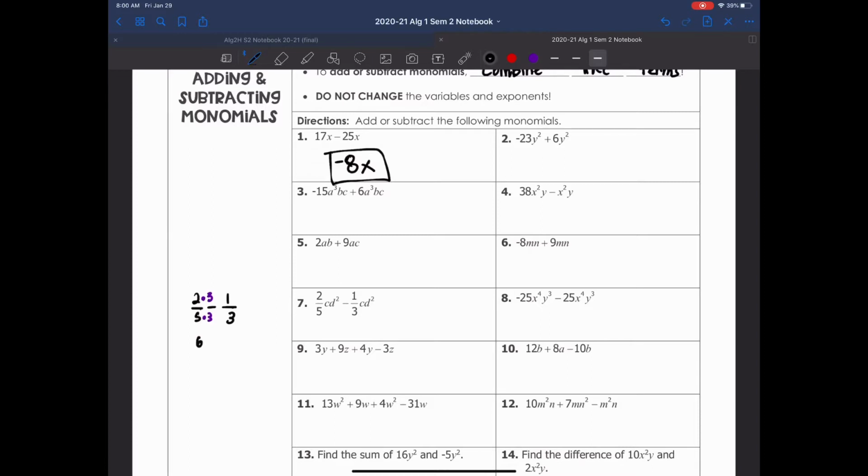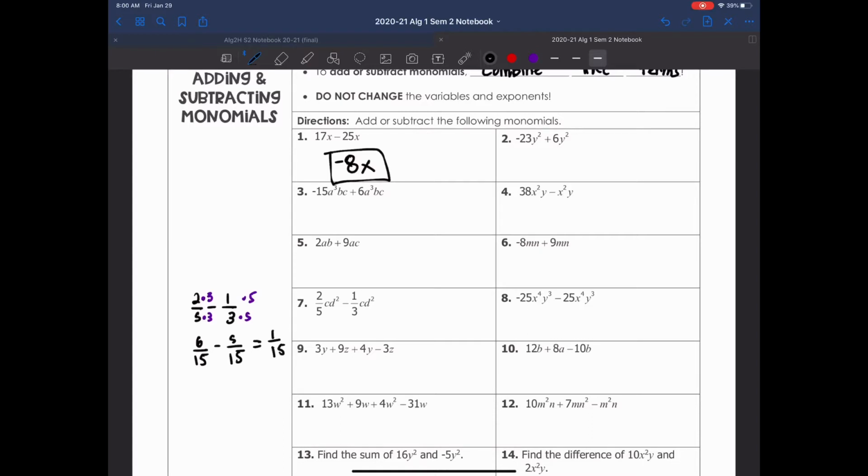So that's going to be 6 over 15 minus, I want to turn this 3 into a 15, so I'm going to have to multiply the top and the bottom by 5 here. 1 times 5 gives me 5. 3 times 5 gives me 15. I have 6 fifteenths minus 5 fifteenths. That gives me 1 fifteenth.